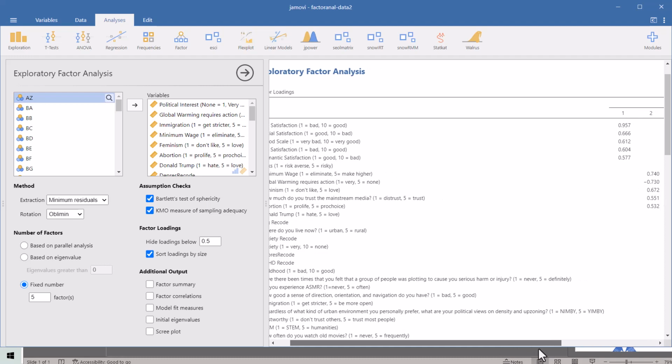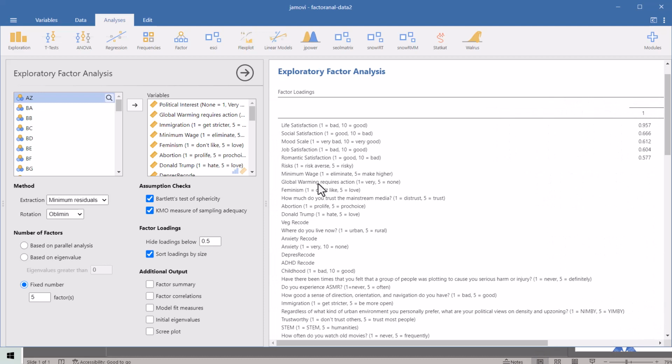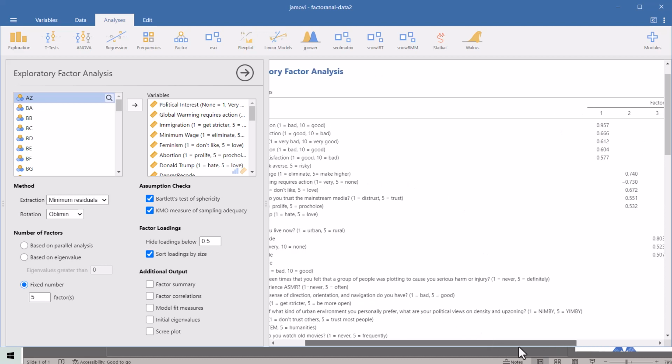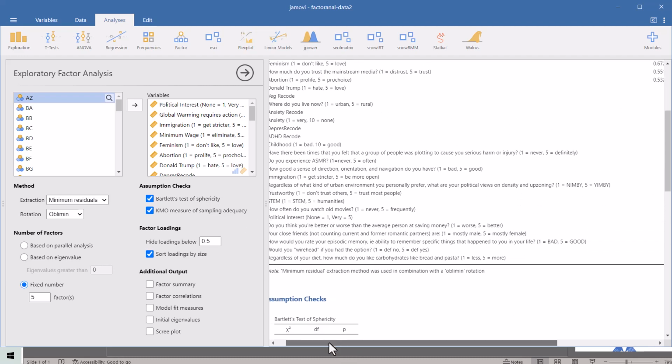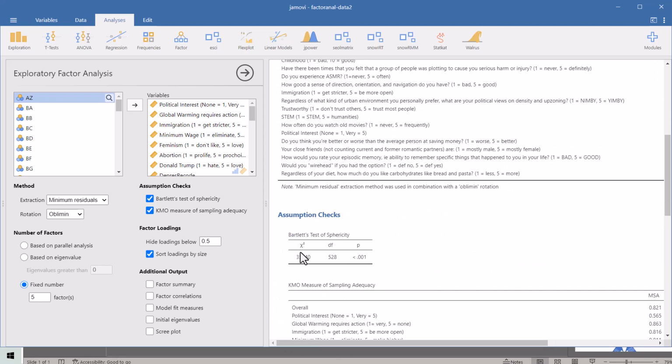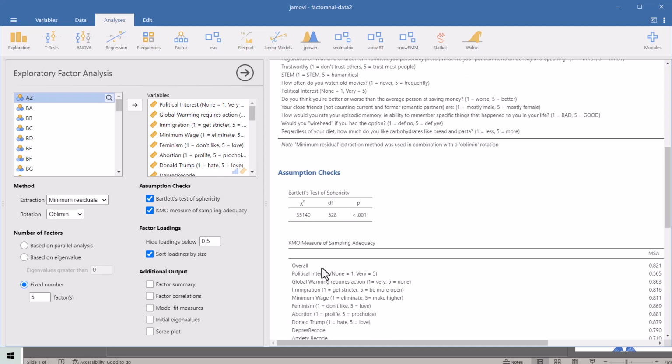Minimum wage, no risk. Risk didn't show up. Some aren't in a factor. Risk isn't. It's global warming that is negatively correlated with the rest of the things in its component. Let's look at the Bartlett's test, the assumption checks. These you would report if you're writing this up. The Bartlett's test of sphericity is significant, p less than 0.001, so it passes this test. I don't think you have to do them both, but why not? And then the overall KMO measure is the top one here, and that is above 0.6. So that also indicates that this data does lend itself to doing this kind of exploratory analysis, the factor analysis.